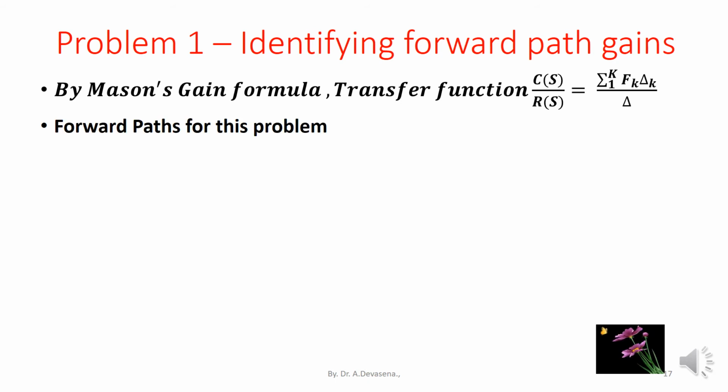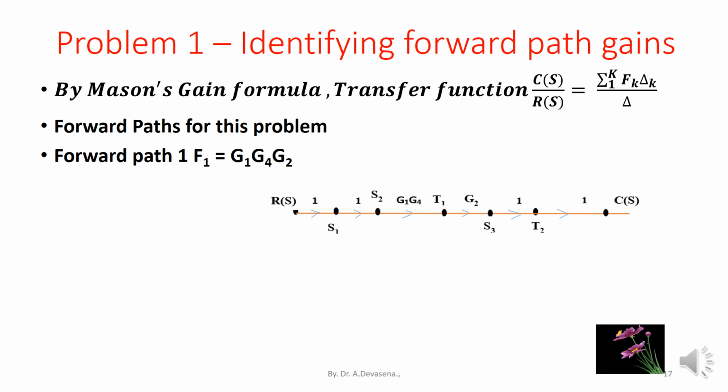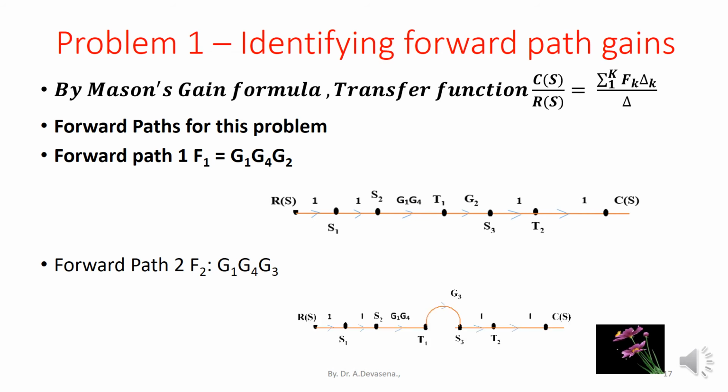Forward paths for this problem. Forward path 1: F1 is equal to G1, G4, G2. This is the representation of forward path 1. Forward path 2: F2 is equal to G1, G4 and G3. This is indicated as shown below.